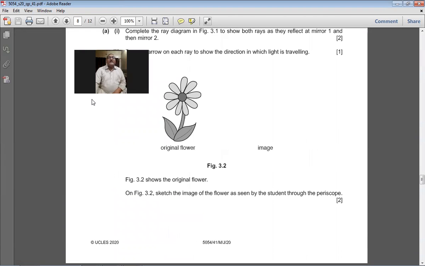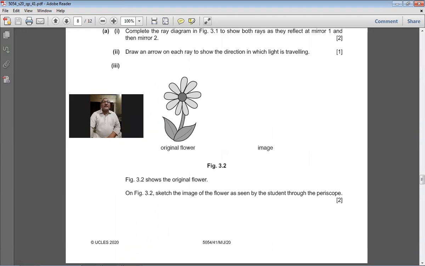He says the third part is, figure 3.2 shows the original flower. On figure 3.2, sketch the image of the flower as seen by the student through the periscope. So he will be looking at a flower. The image of the flower will be upside down. So this flower will be down, and this stalk and these leaves will be on the top.